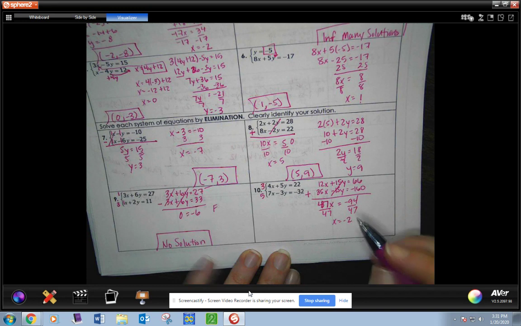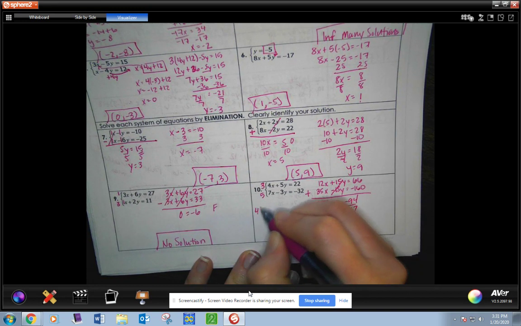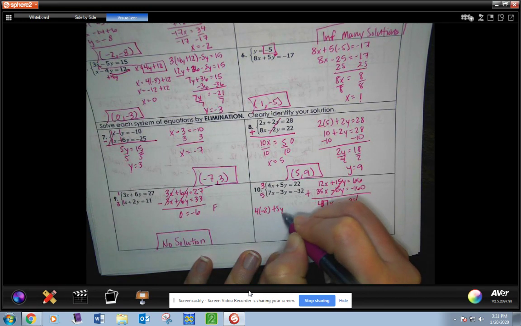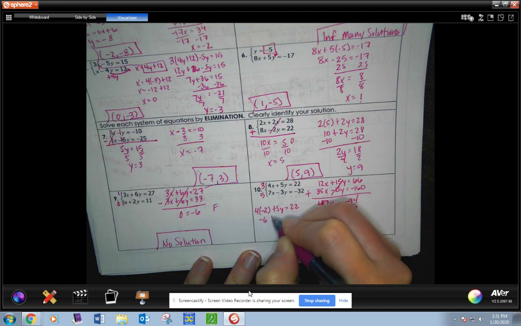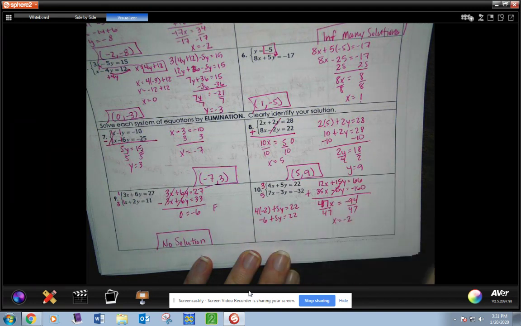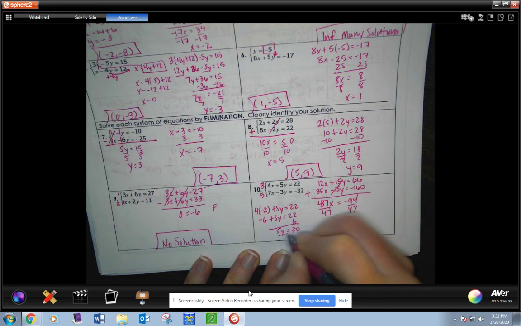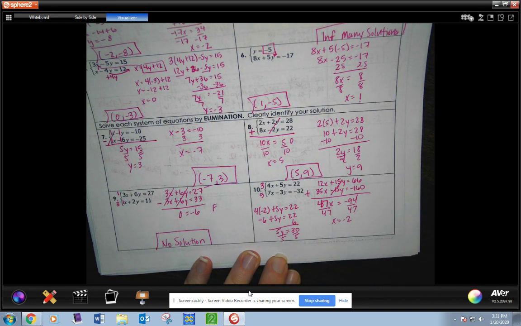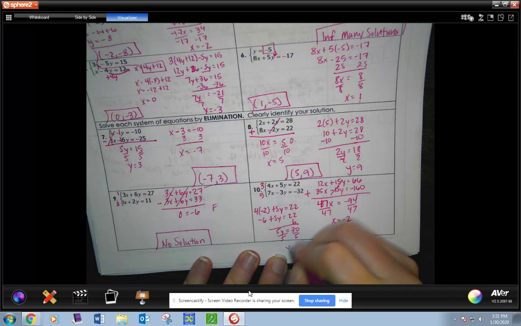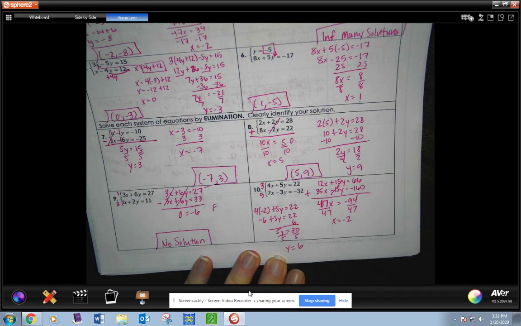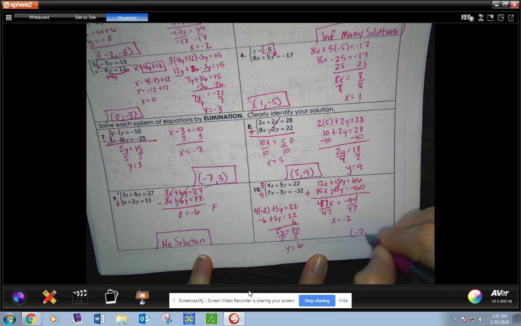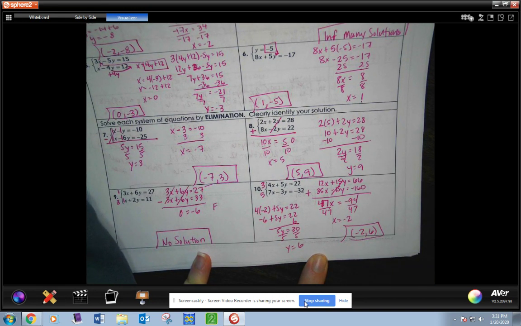I'm going to plug that back in. So 4 times negative 2 plus 5y equals 22. I get negative 8 plus 5y equals 22. Going to add 8, so I get 5y equals 30. I divide by 5, and I get y equals 6. So the final answer will be (negative 2, 6). You can plug that in and check it. So check all your answers, and if you got one wrong, ask for some help.